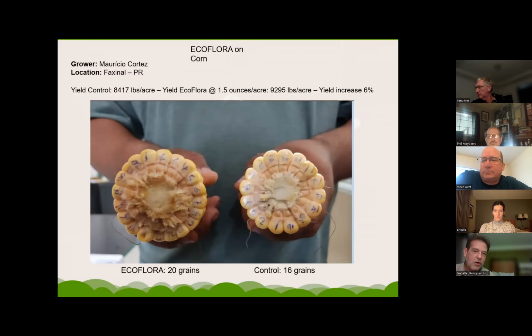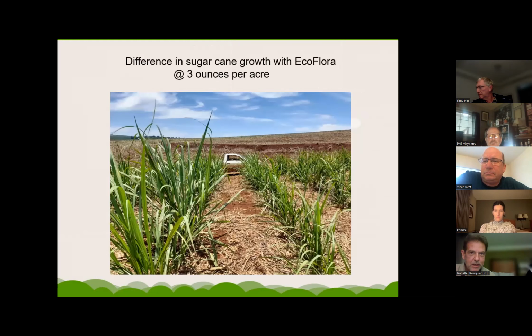And look at the color of the grains. Then you can see a very big, notorious difference in quality. This is in sugarcane. That was only 3 ounces per acre. This was done only a few weeks after the application. You can see already a start.